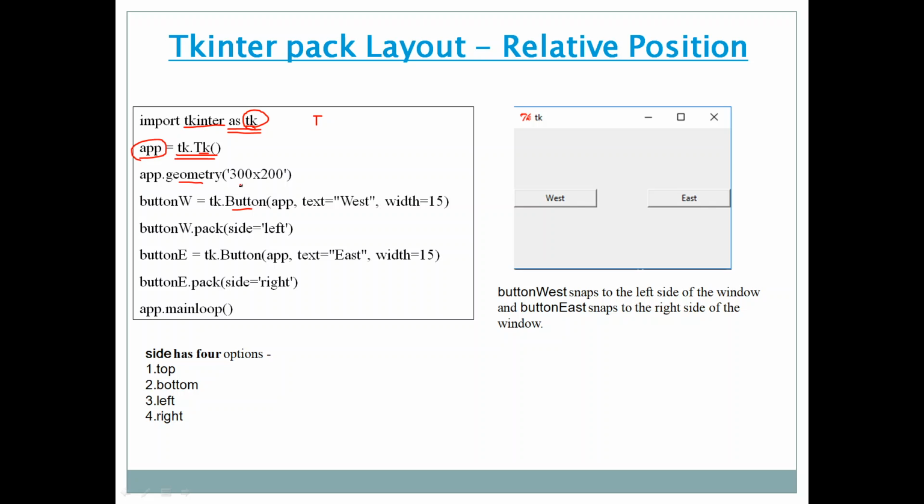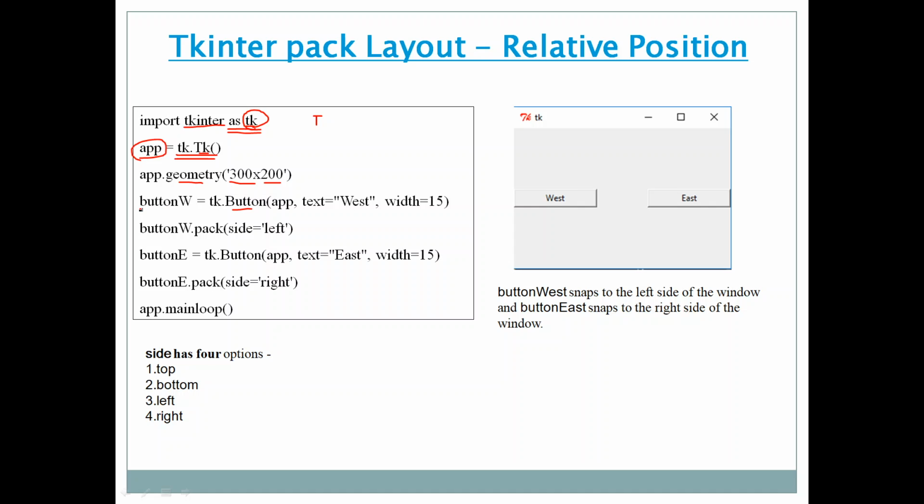app.geometry. This is the size of your top window, 300 pixels into 200 pixels. That is 300 by 200. It is the size of the top level window which we are creating. If you do not specify the size, by default it considers the size.